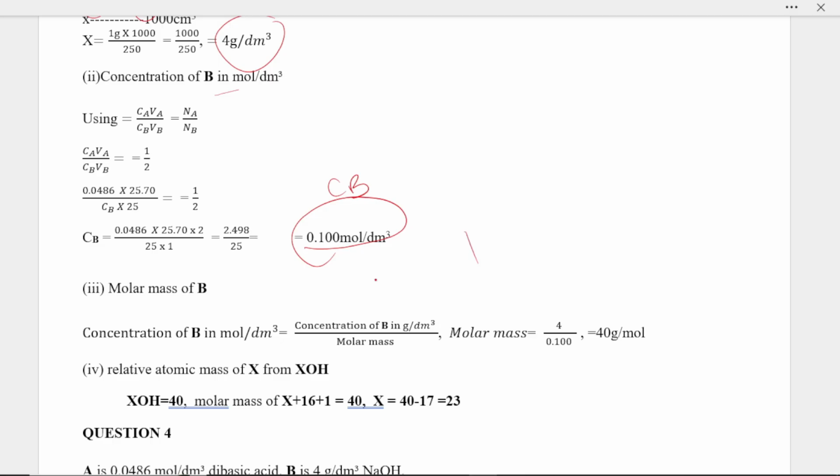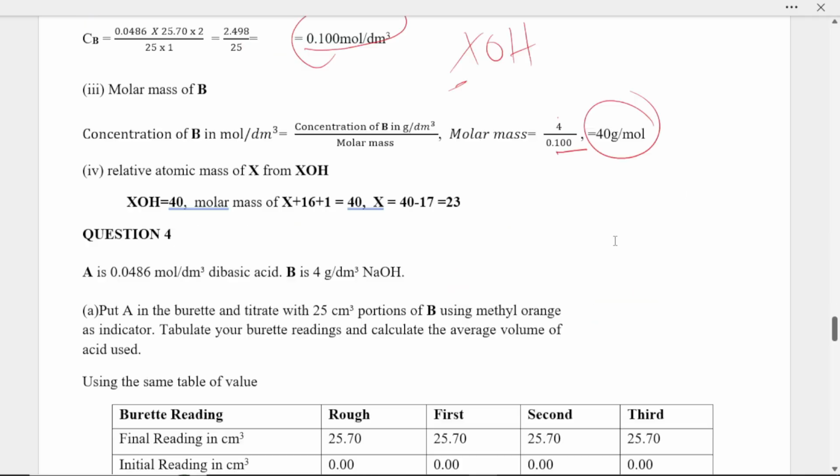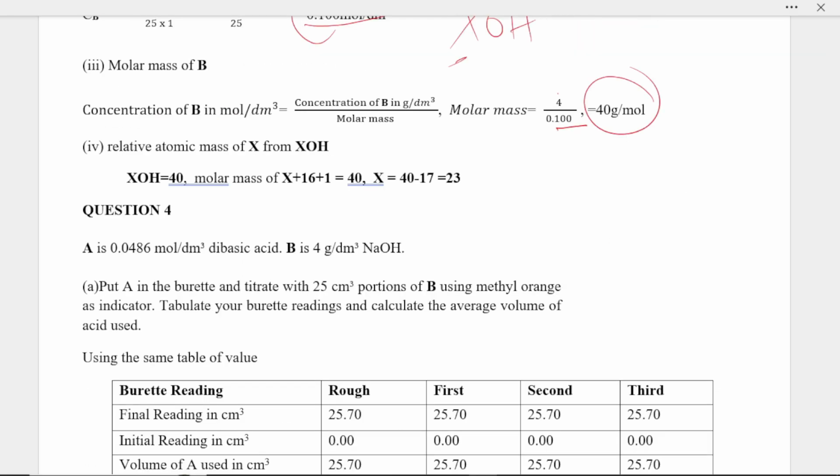Remember, I told you are giving XOH. You are calculating X. So we are using the formula called gram per day over molar mass. So our gram is 4, while our mole per day is 0.1. So our molar mass is what? Is 40 grams. So you equate the XOH to 40. So that will be X plus 16 plus 1 equals to what? 40. That's X is equal to 40 minus 17, which equals 23.